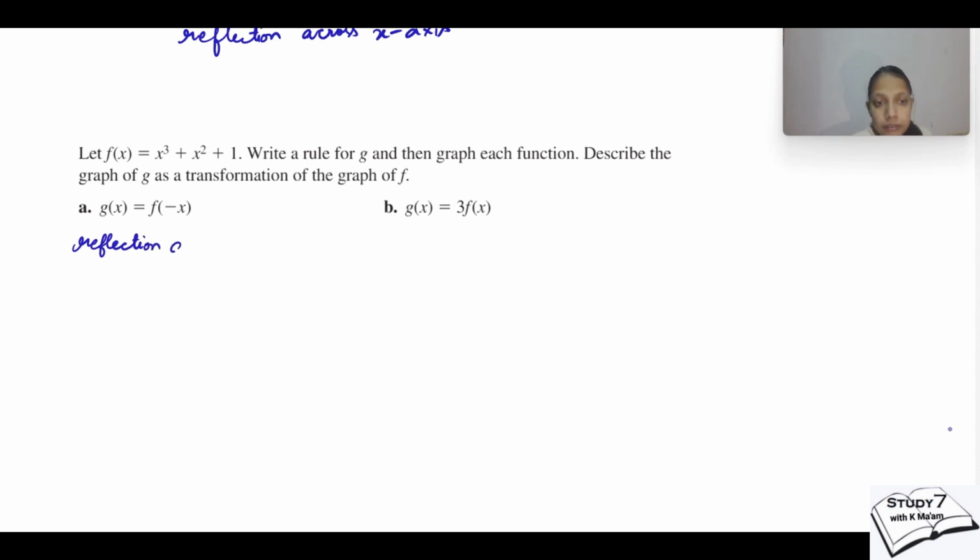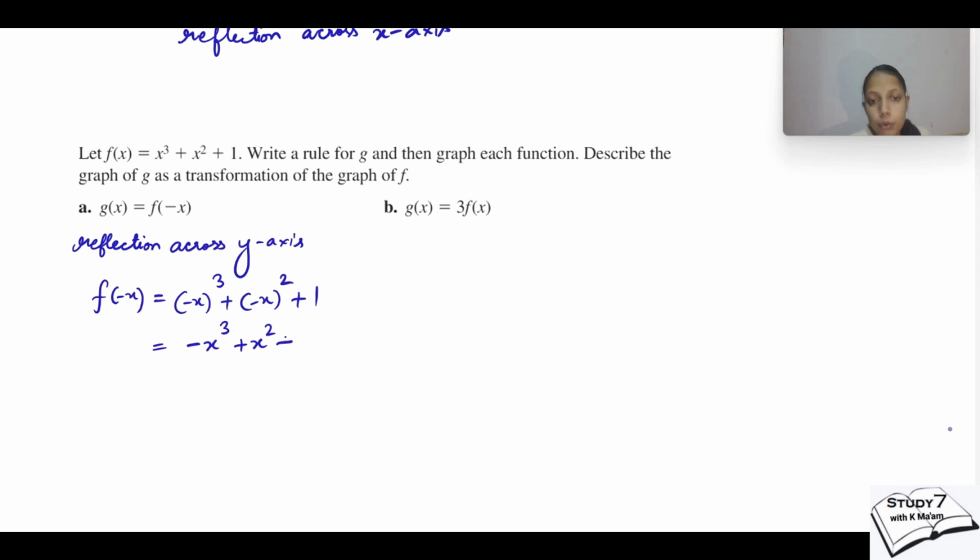Reflection across y-axis. So let's find out. f of negative x. Whatever x you have, just change it into negative x. x is changed to negative x. You will get negative x power 3 plus x power 2 plus 1.